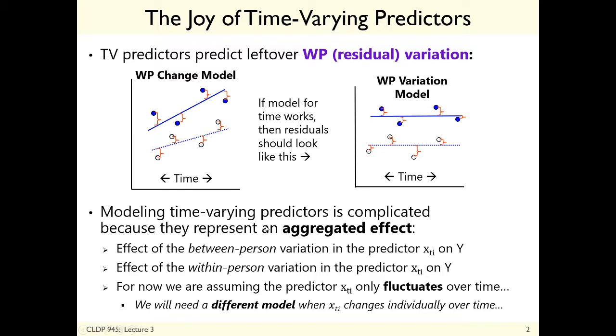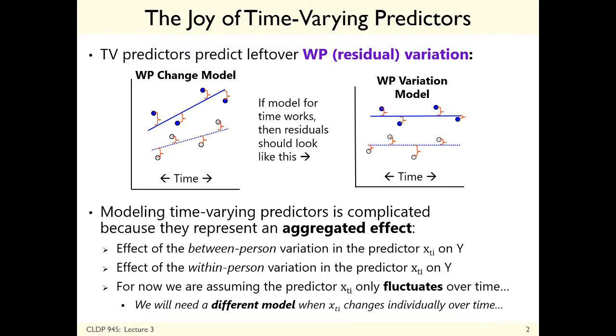The reason that this is so complicated, and the reason that this takes a good 8 weeks normally for me to get through all of this, is because time-varying predictors are almost always an aggregated effect. To the extent that we have within-person variation, level 1 variation, that has an effect in the model. To the extent that we have between-person variation, that has an effect in the model. And a proper model has to have a different relationship between the predictor and the outcome for each distinct kind of variance.